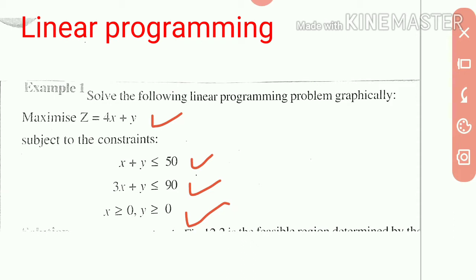Look here, this is a linear programming problem and we have to solve it graphically, which means we have to draw the graph. This part will be only in your course, the other part is deleted. So the mathematical formulation of the LPP problem and the unbounded problem are cancelled.